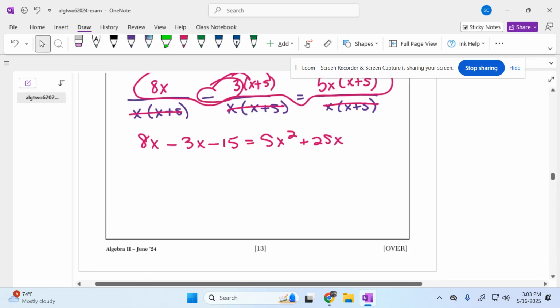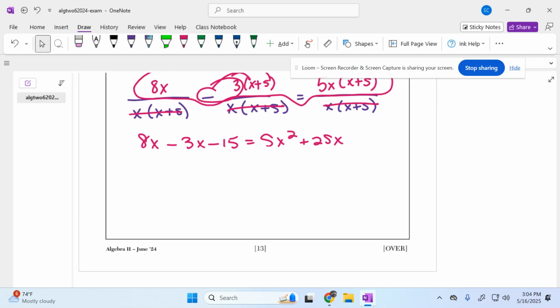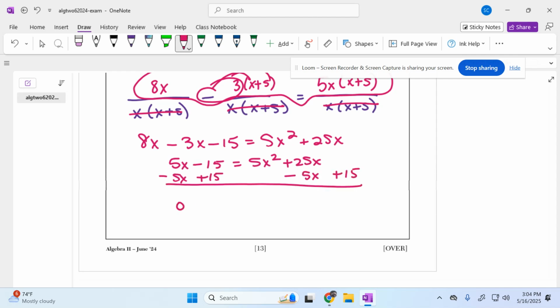And hey, look, again, we see x squared somewhere in an equation. We want to make this equal to 0. So we want to move this all over to the other side. We have 5x minus 15. Let's simplify first, clean it up. We can move the 5x and the 15 to the other side, so minus 5x and plus 15. So we have 0 is equal to 5x squared plus 20x plus 15. I see that there's a common factor of 5, so I'm going to divide it out to make my life easier. So I wind up having 0 equals x squared plus 4x plus 3.